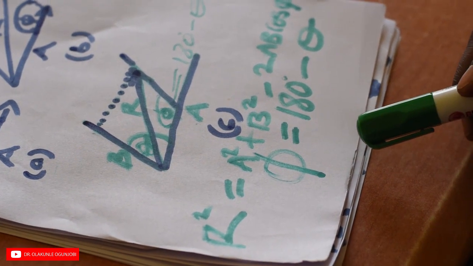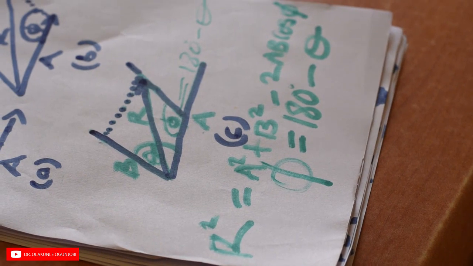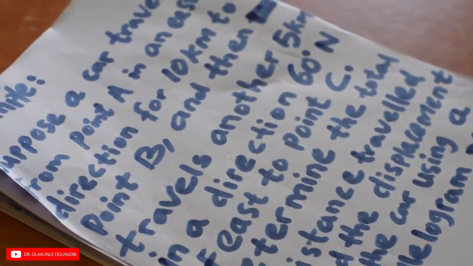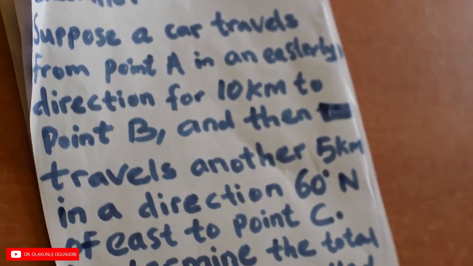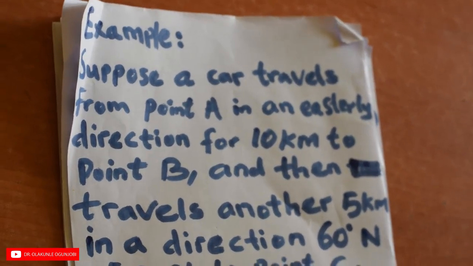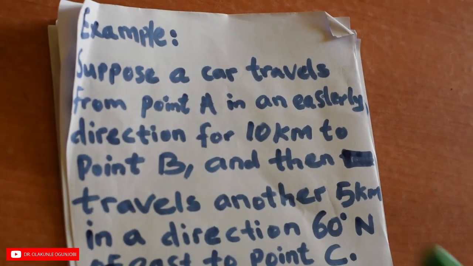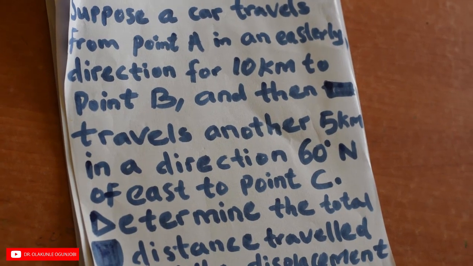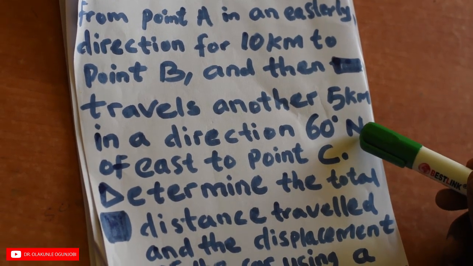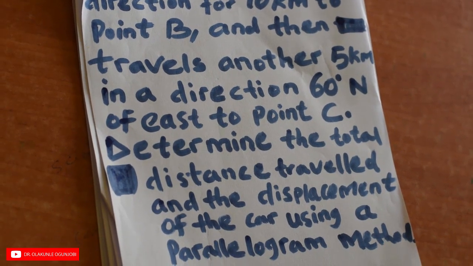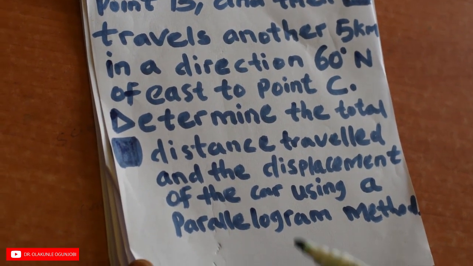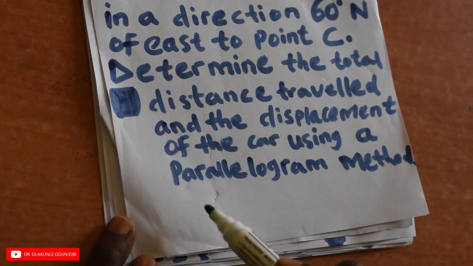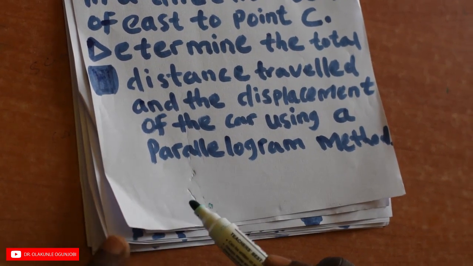Alright. Then maybe we should look at examples quickly, or you have to try this on your own. Suppose a car travels from point A in an easterly direction for 10 kilometers to point B, and then travels another 5 kilometers in a direction 60 degrees north of east to point C. You can now determine the total distance traveled and the displacement of the car using the parallelogram method.